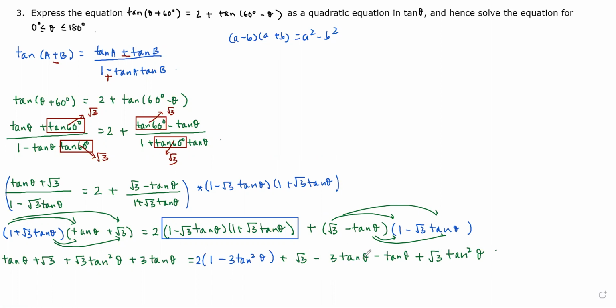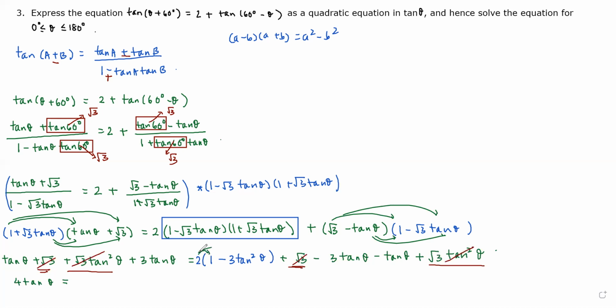Let's have a look. We have root 3 tangent square, root 3 tangent square, both are positive on the left and on the right. So we can subtract root 3 tangent square on both sides. We also have a positive root 3 and a positive root 3. When we subtract, these are gone as well. What is left on the left side? We have tangent theta plus 3 tangent theta. That is 4 tangent theta on the left.